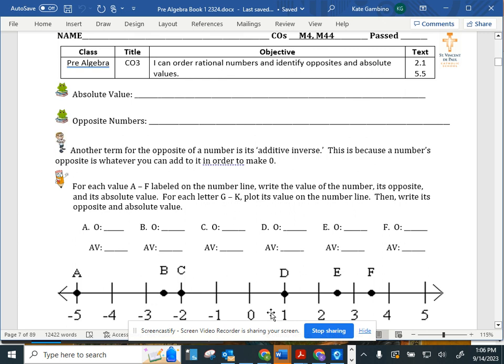Good afternoon. Today we are working on CO3. CO3 is I can order rational numbers and identify opposites and absolute values. So putting them in order, what's the smallest, what's the largest, and we're going to talk about the opposites and what that means, and we're going to talk about absolute value. So in order to do that, we need to know some definitions.